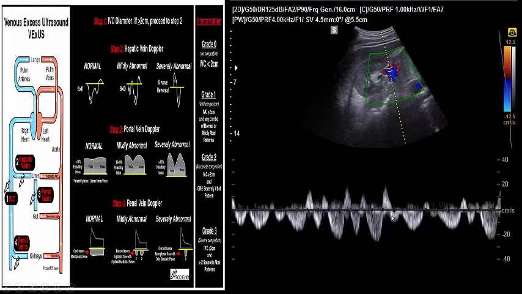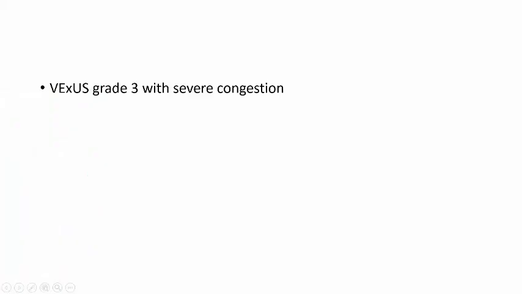Okay, but if you see this separated flow, systole, diastole, systole, diastole, that means you are dealing with grade 1 or mild abnormality. So our patient has grade 3 systemic congestion. That means severe congestion. This is an advanced level of assessment of the hemodynamics in the right side.